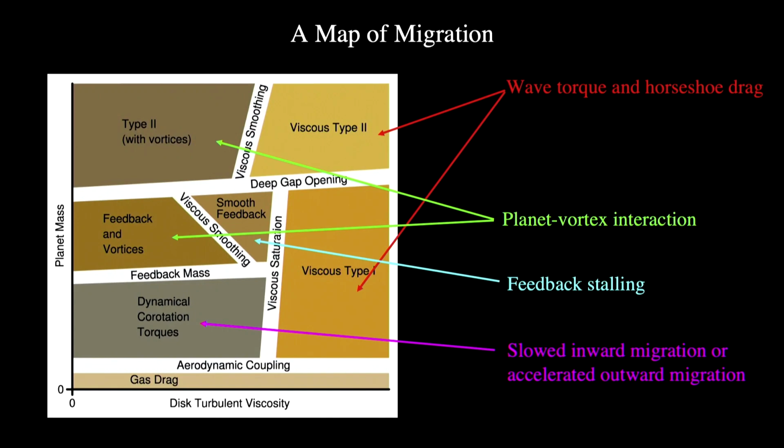So this is a quick summary of what we've learned. Over here, we know that the migration is determined by wave torque and horseshoe drag. In these regions, we need to worry about planet-vortex interaction the most. Over here, you get nice feedback stalling, and over here, you get either accelerated or slow migration rate depending on the vorticity profile of the disk.